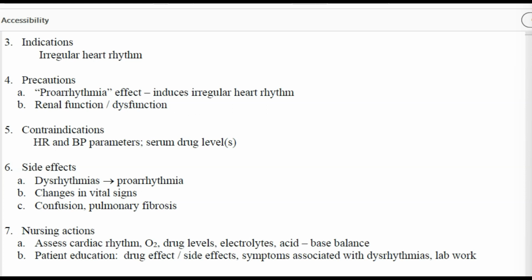Certain antidysrhythmic medications are contraindicated. Some common side effects of antidysrhythmics include dysrhythmia. So again, we're talking about the pro-arrhythmia effect of antidysrhythmic medications, changes in vital signs, including heart rate and blood pressure. Sometimes it can cause some confusion, and some medications, such as amiodarone, can cause pulmonary fibrosis.